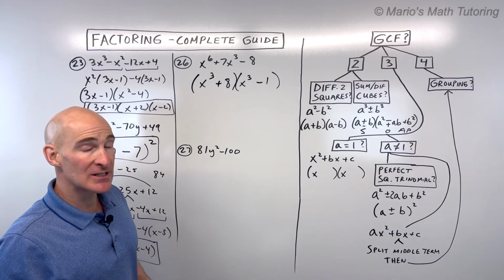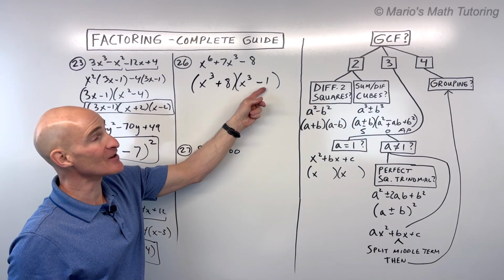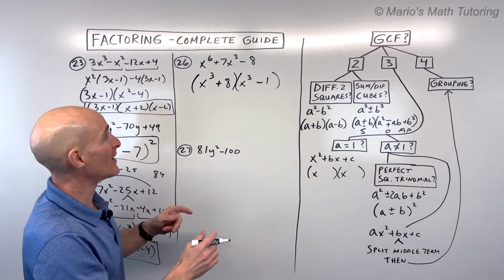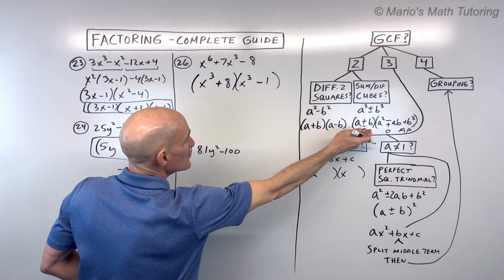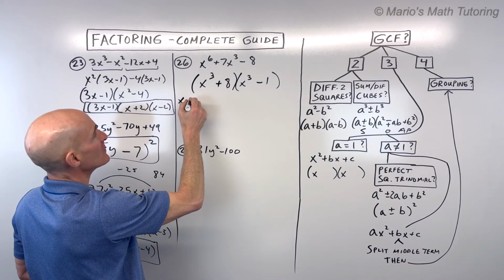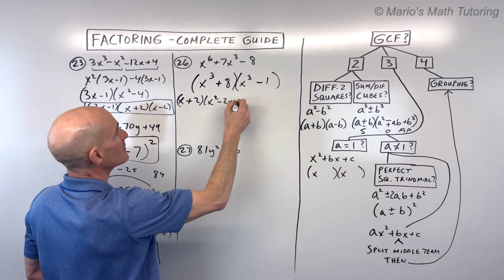But we always want to ask if we can factor further. Now notice this is a sum of 2 cubes, and this is a difference of 2 cubes. So we have to factor these further. Now our a is going to be x and our b is going to be 2. I'm going to be using this sum of 2 cubes formula. So it's going to be a plus b, a squared minus ab plus b squared.